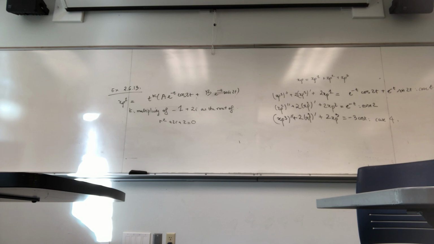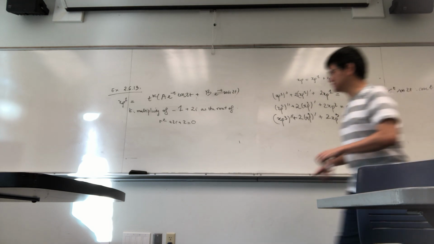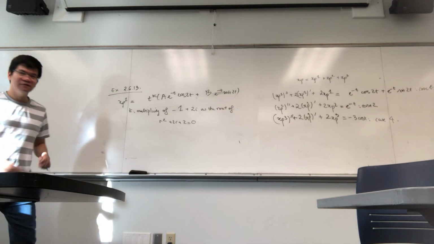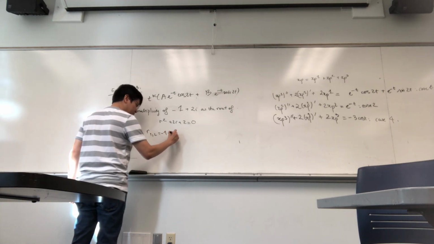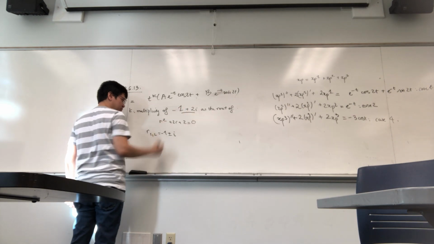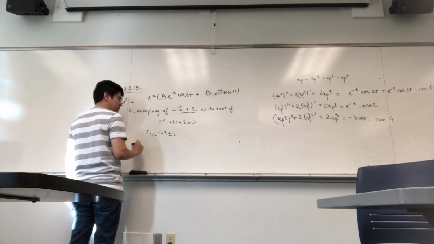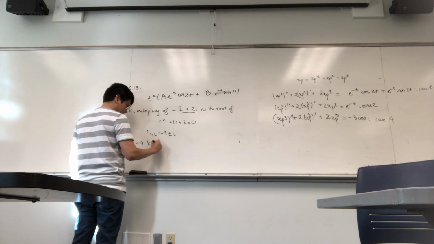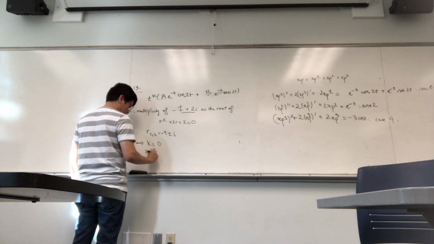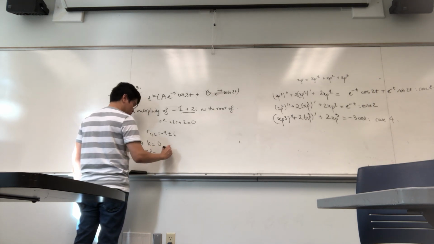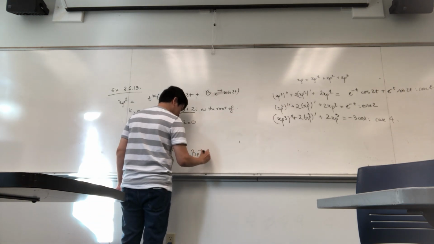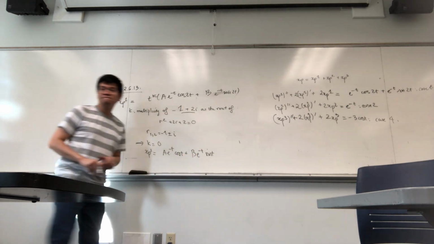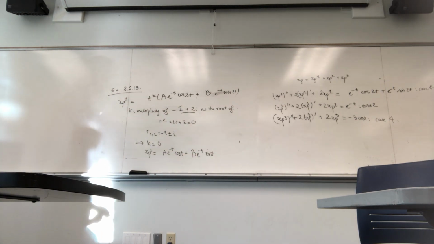Isn't k 0 because the roots are -1 plus or minus i? But this equation has 2 roots, right? So r1,2 will be minus 1 plus or minus i. So this is completely different from 1 plus 2i. So k is 0. xp1 will be a times e to the power minus t cosine t plus b times e to the power minus t sine of t. All right?